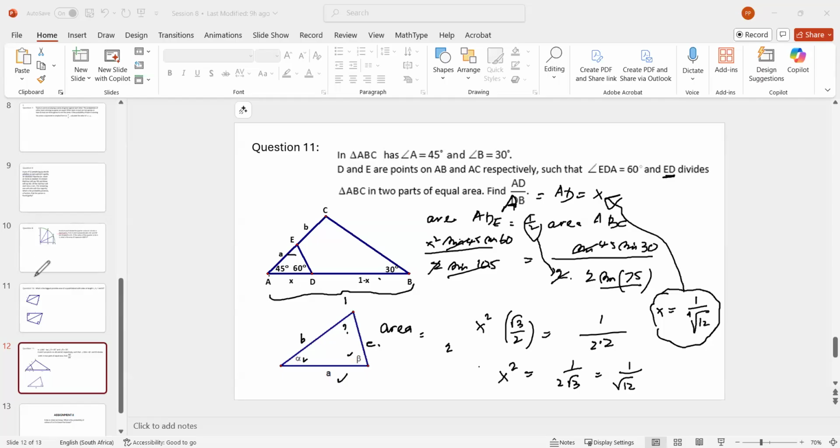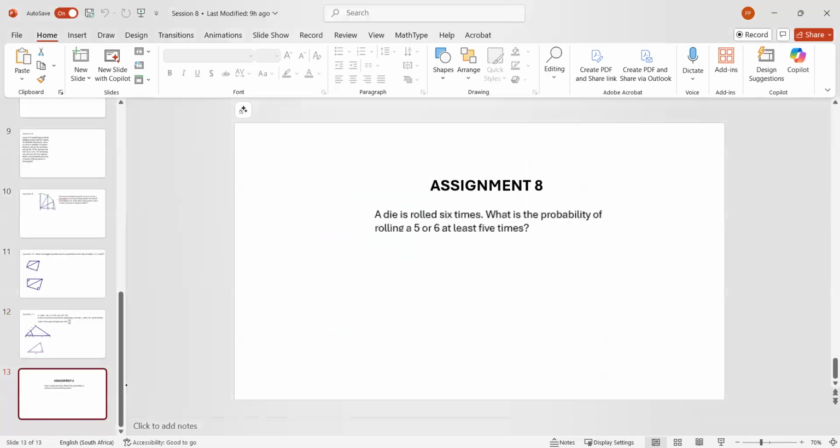Okay, the last one is the assignment. I've also got that here. Assignment question. So a die is rolled 6 times. What is the probability of rolling a 5 or a 6 5 times? So that's quite a challenging problem.